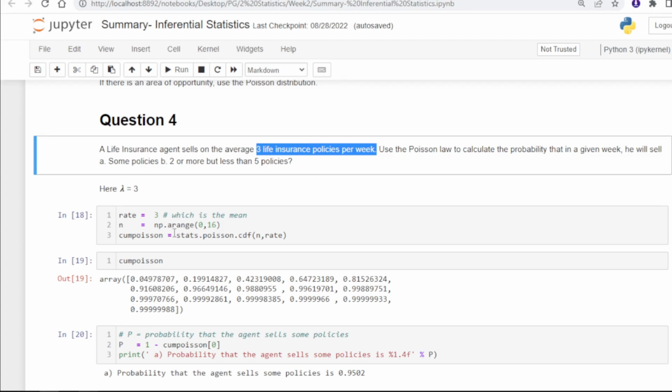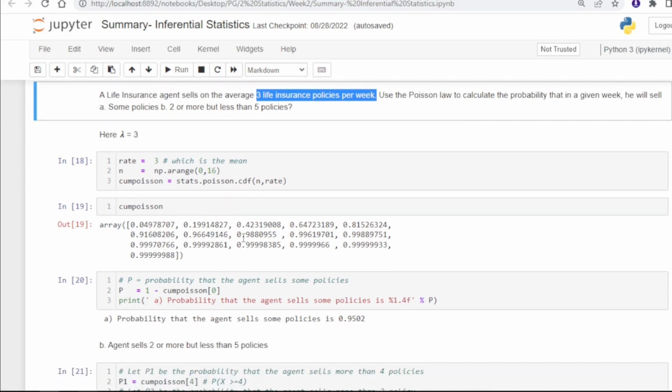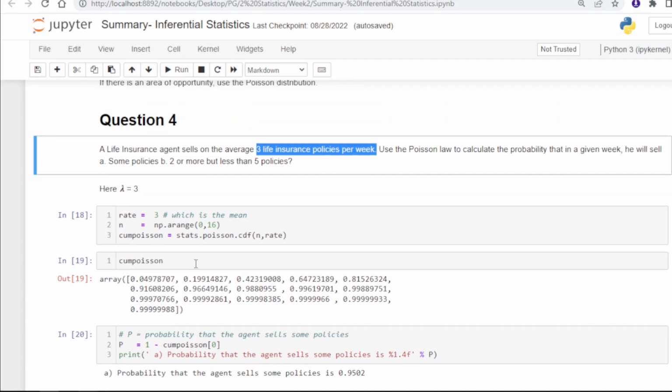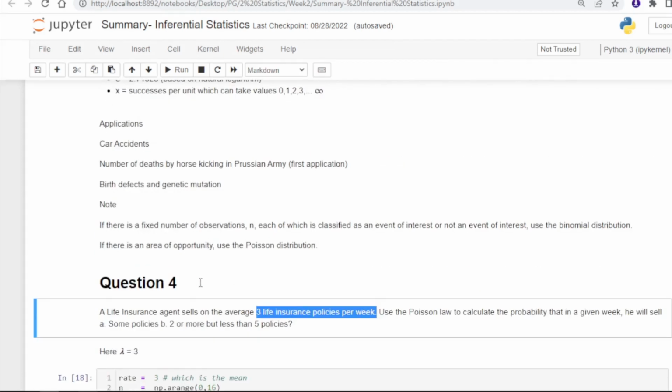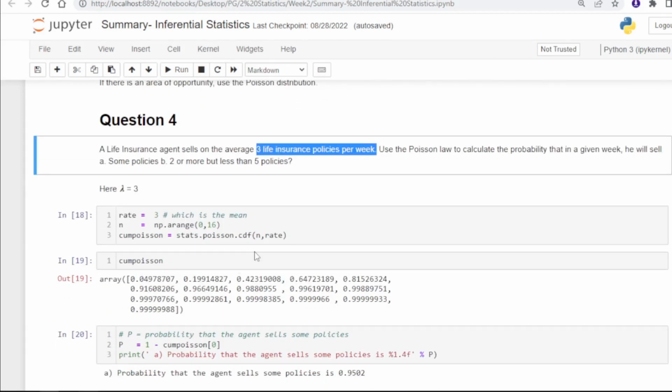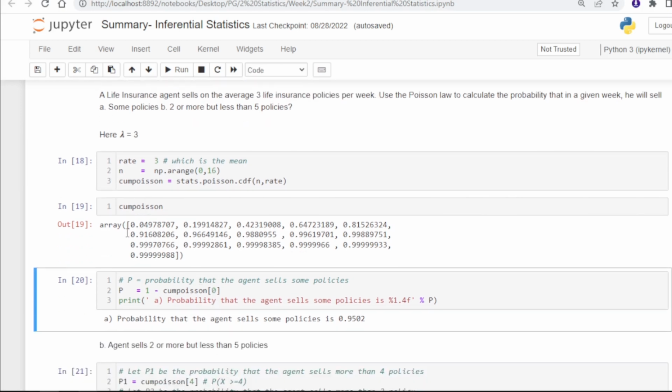And n is our random number. So let's take n as a NumPy range of 0 to 16, for example. Now we will get the CDF, the cumulative distribution function, for the Poisson distribution, which is poisson.cdf. Now we will pass the n and the rate here. If we get the cumulative Poisson, what we get is an array.